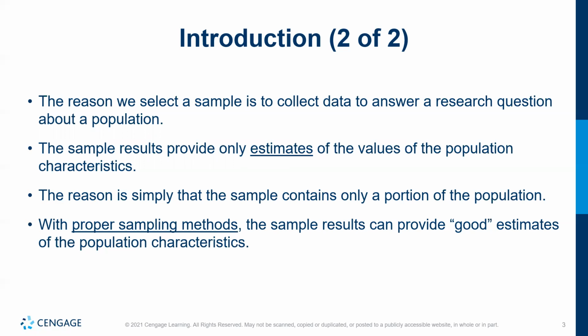And I like that they put good on this last bullet point in quotations. With proper sampling methods, sample results can provide good-ish estimates of population characteristics. So that's what this is all about. And this is what gets used a lot in business and politics and everywhere else, is sampling. Okay.